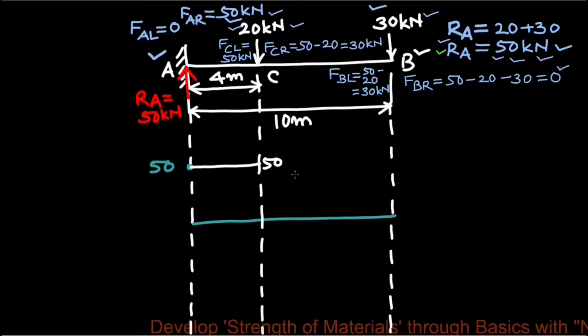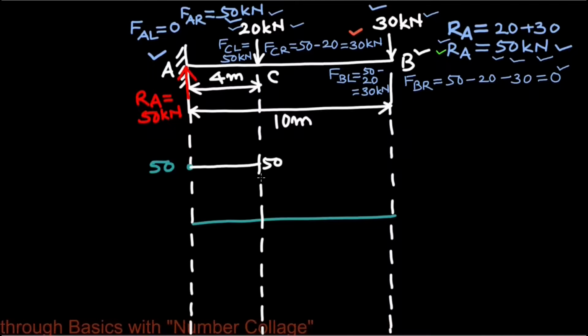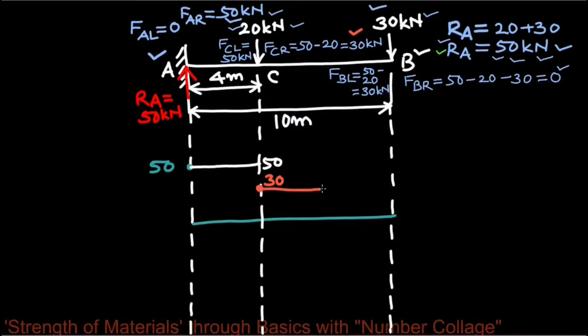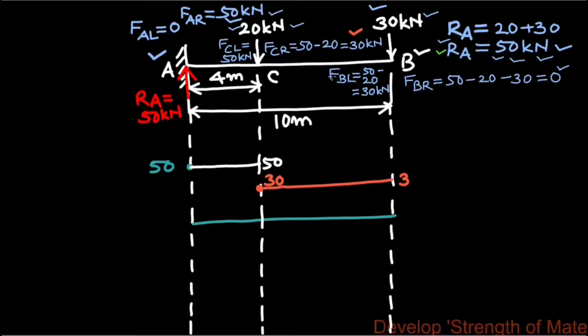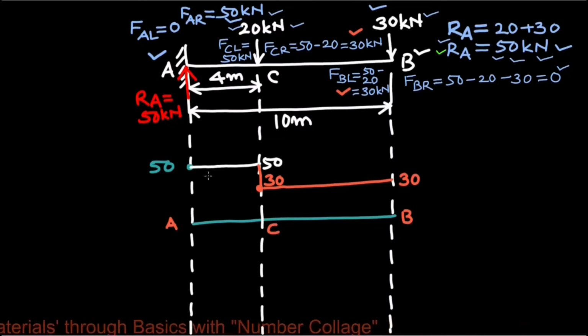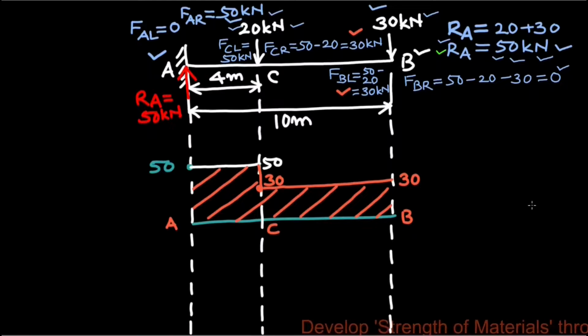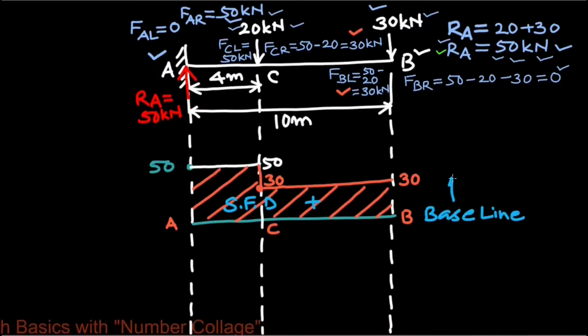Now shear force to the right of point C is 30 kilonewton. So we will mark a 30 kilonewton point here. Since there is no loading between points C and B, the shear force curve will again be horizontal, and shear force to the left of point B is 30. So we mark 30 here. So this will be the shear force diagram for this type of cantilever loading. This is positive, hence drawn above the baseline.